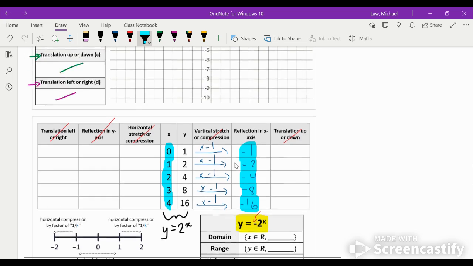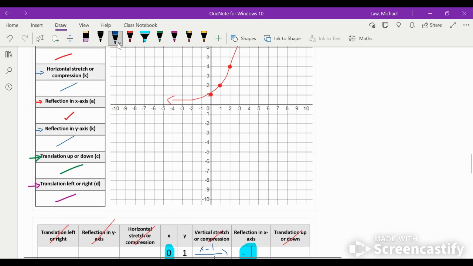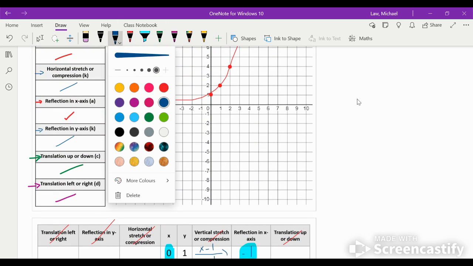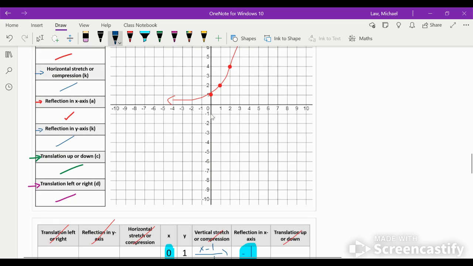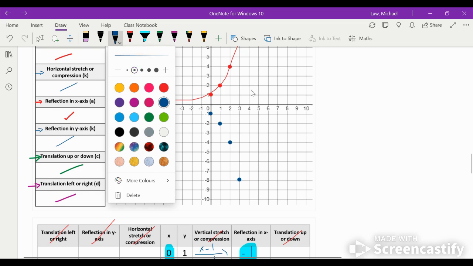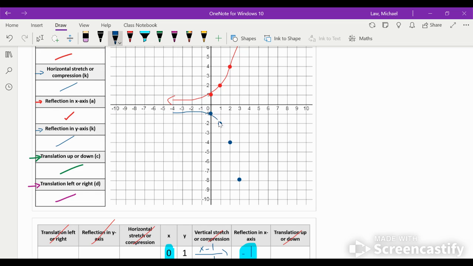So we're going to go all the way up here, and let's go ahead and graph that. My first coordinate is going to be (0, -1), (1, -2), (2, -4), and (3, -8). All right. And I'm just going to go ahead and connect those like so. So that is what your transformed exponential function is going to look like.